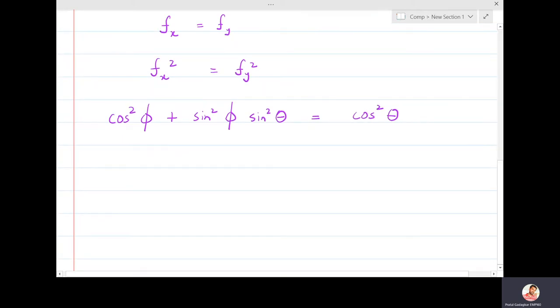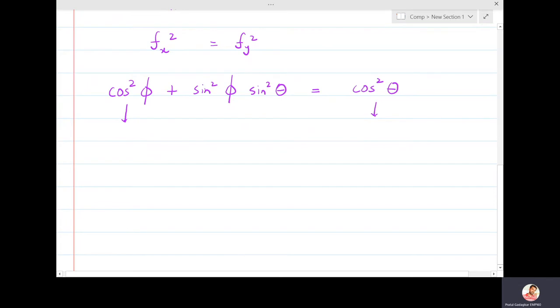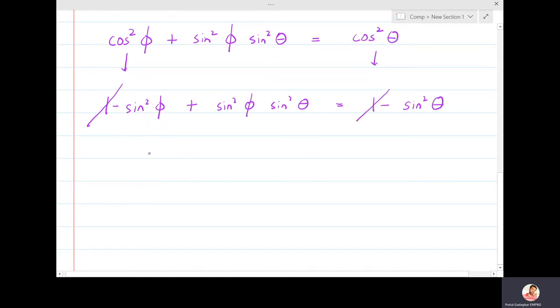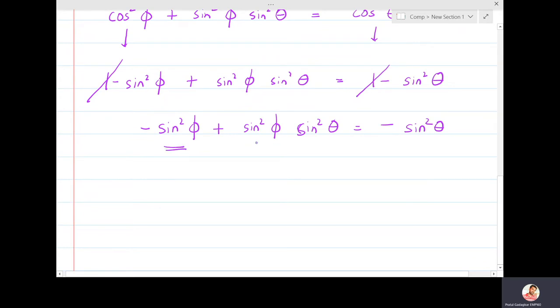So here, wherever there is cos, I will convert it into sine. So this cos square phi is 1 minus sine square phi, plus sine square phi sine square theta, is equal to cos square theta, which is 1 minus sine square theta. And this 1 and 1 will now cancel, and therefore I will have minus sine square phi plus sine square phi sine square theta is equal to minus sine square theta. So if I take sine square phi common, I get sine square phi times minus 1 plus sine square theta is equal to minus sine square theta.